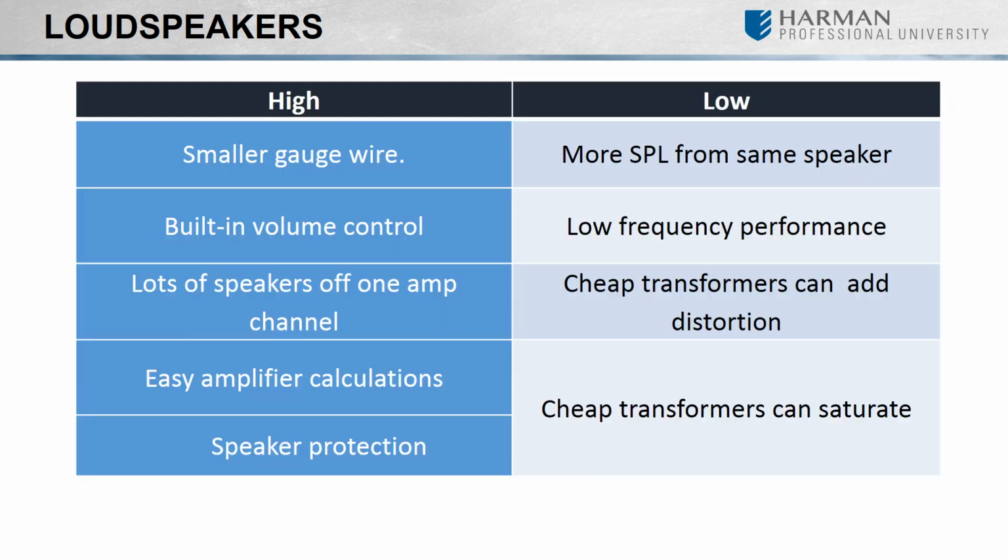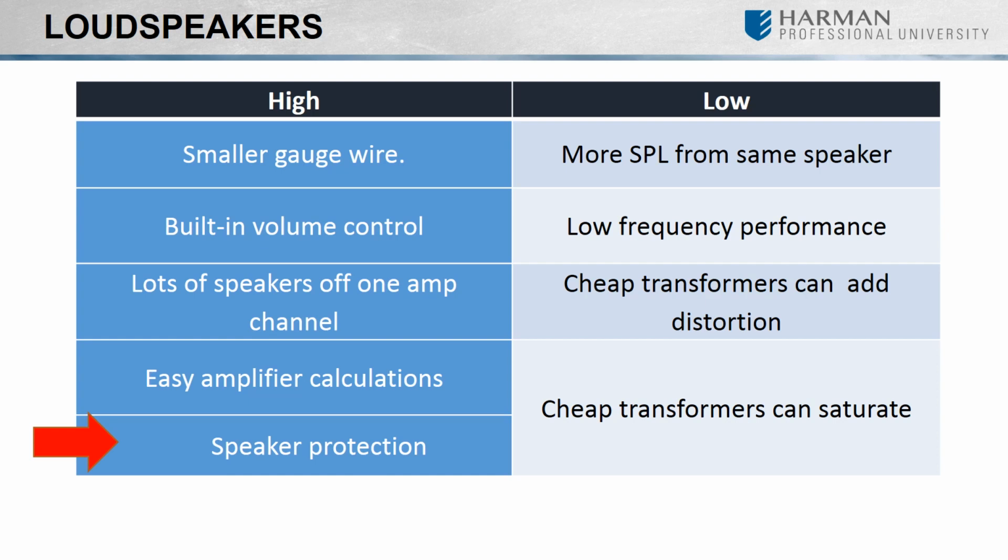Let's look at some reasons why we might use high impedance over low and vice versa. We can use smaller gauge wires, saving costs on the speaker cable. It's easier to adjust individual speakers up or down without affecting the others. Think of built-in volume control. We can use a large number of speakers on a single amp channel. Amplifier calculations are easy. And lastly, the transformer can protect the loudspeaker.